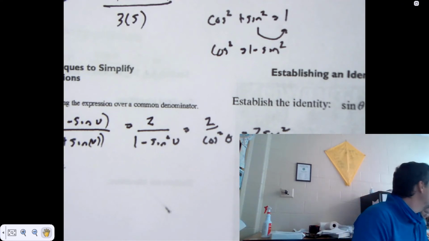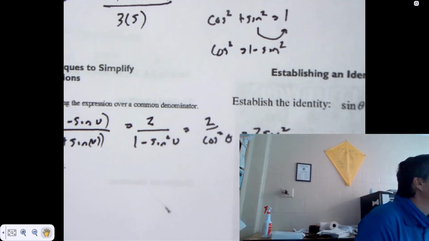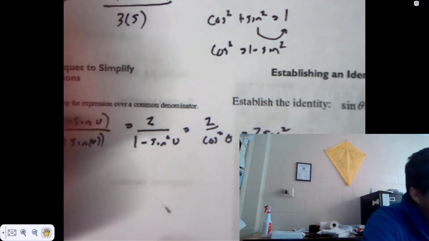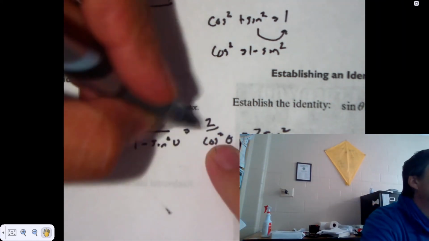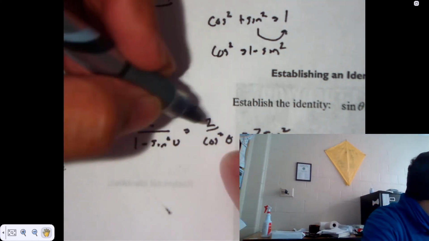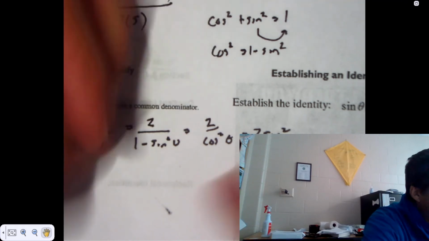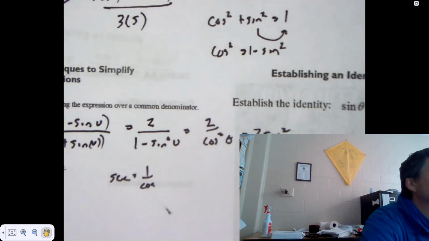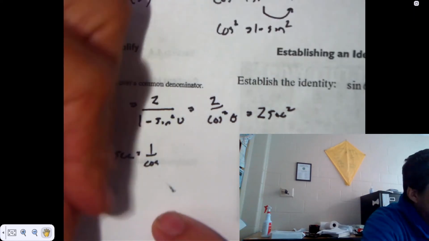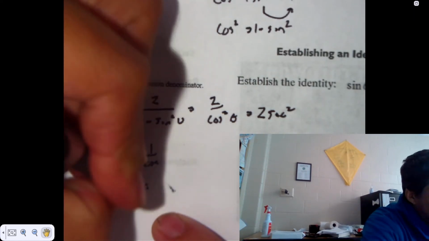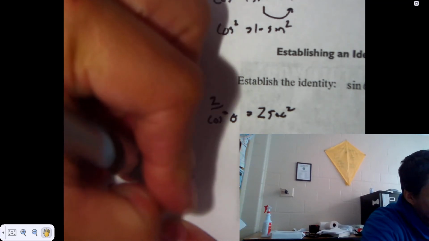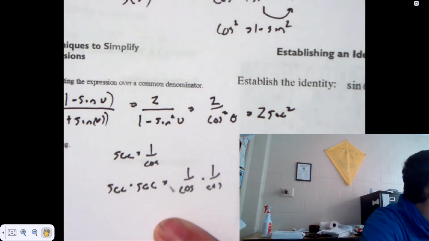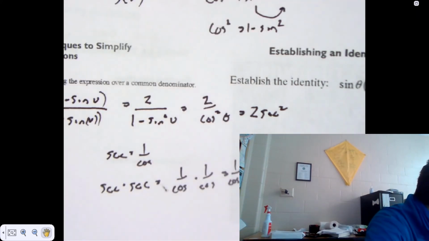Are you good with that? No? Okay. So don't even worry about the 2. The 2 has to be there, right? You okay with that? You know, secant is 1 over cosine. Did you know that? So secant times secant would have to be 1 over cosine times 1 over cosine, which is 1 over cosine squared. Good, Julie?